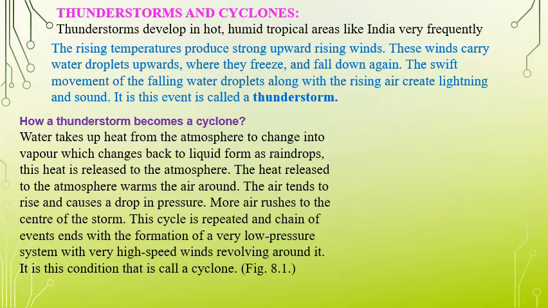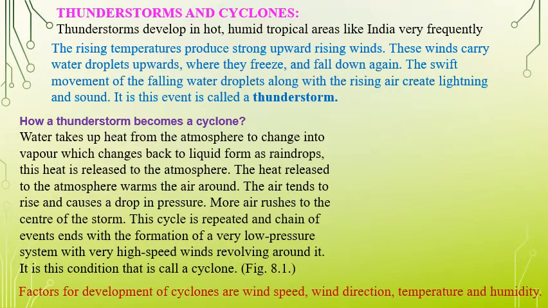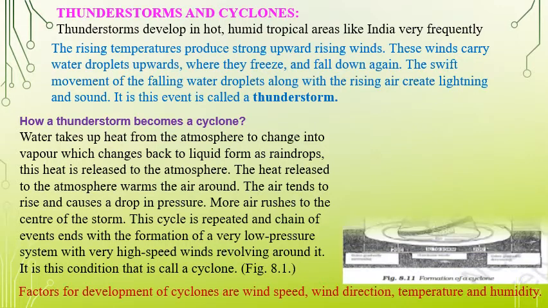Water takes heat from the atmosphere to change into vapor, which changes back to liquid form as raindrops, and the heat is released to the atmosphere. The heat released warms the air around. The air tends to rise and causes a drop in pressure. More air rushes to the center of the storm, and this cycle is repeated, and a chain of events ends with the formation of a very low pressure system with very high speed winds revolving around it. It is this condition that is called a cyclone.